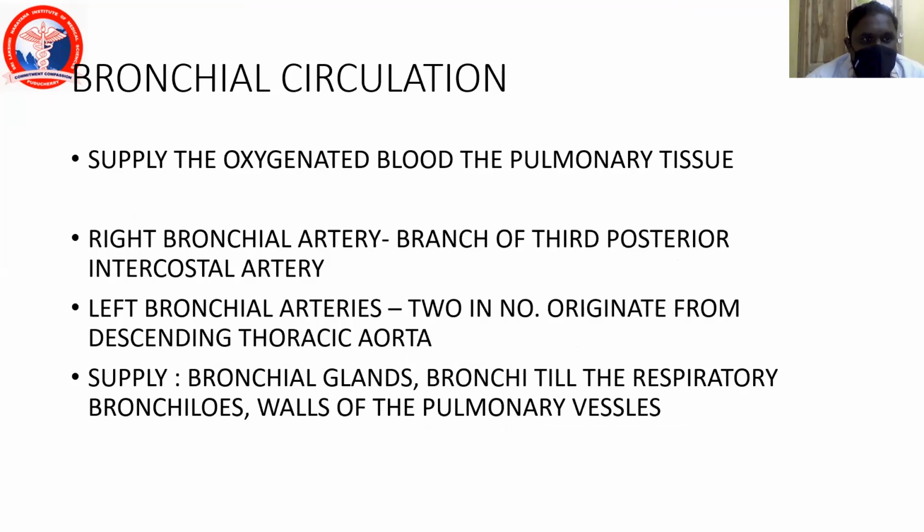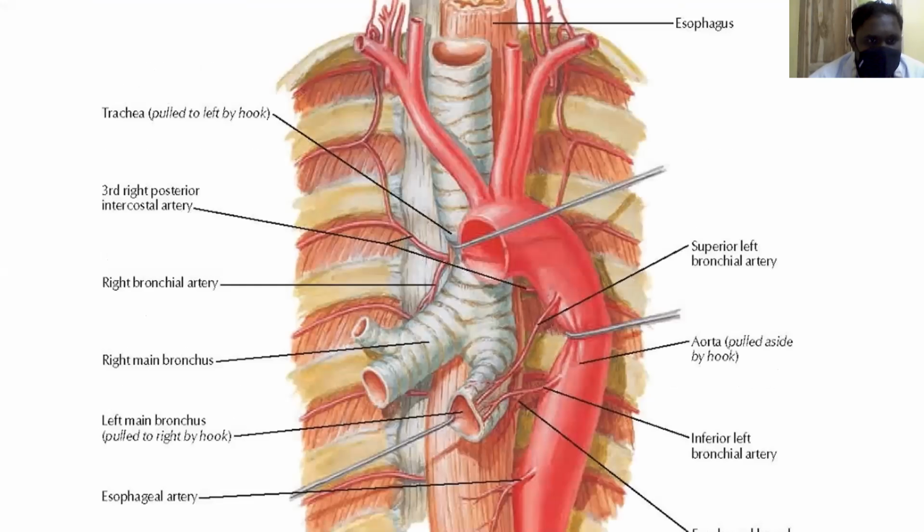Right bronchial artery is a branch of the third posterior intercostal artery. Left bronchial artery is two in number. They are branches of descending thoracic aorta. Bronchial arteries supply the bronchial glands, bronchi till the respiratory bronchus, and walls of pulmonary vessels.